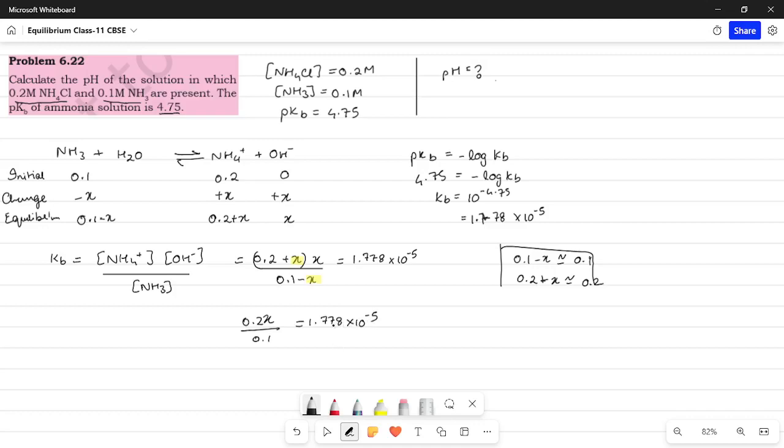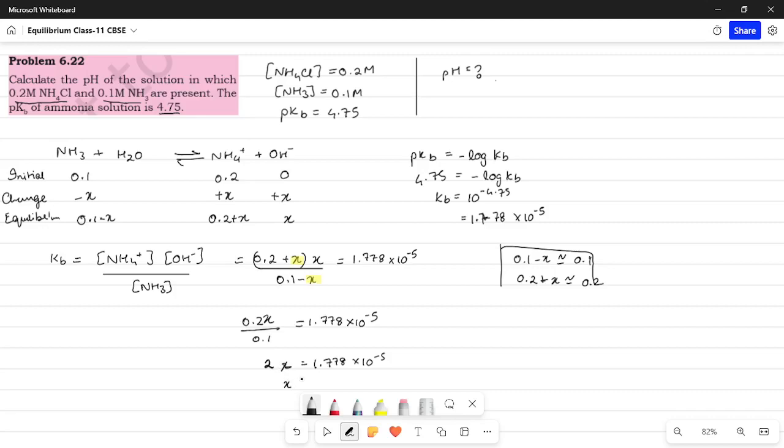Now this is basically 0.2x equals 1.778 into 10 to the power minus 5. Or actually, let me do it this way. We can just use 0.1, 0.2, so it'll be basically 10 to the power minus 1. This goes to the numerator, becomes 10 to the power 1. Or you can multiply 10 for both the numerator and denominator. You're left with 2x. Okay, so 2x is equal to 1.778.